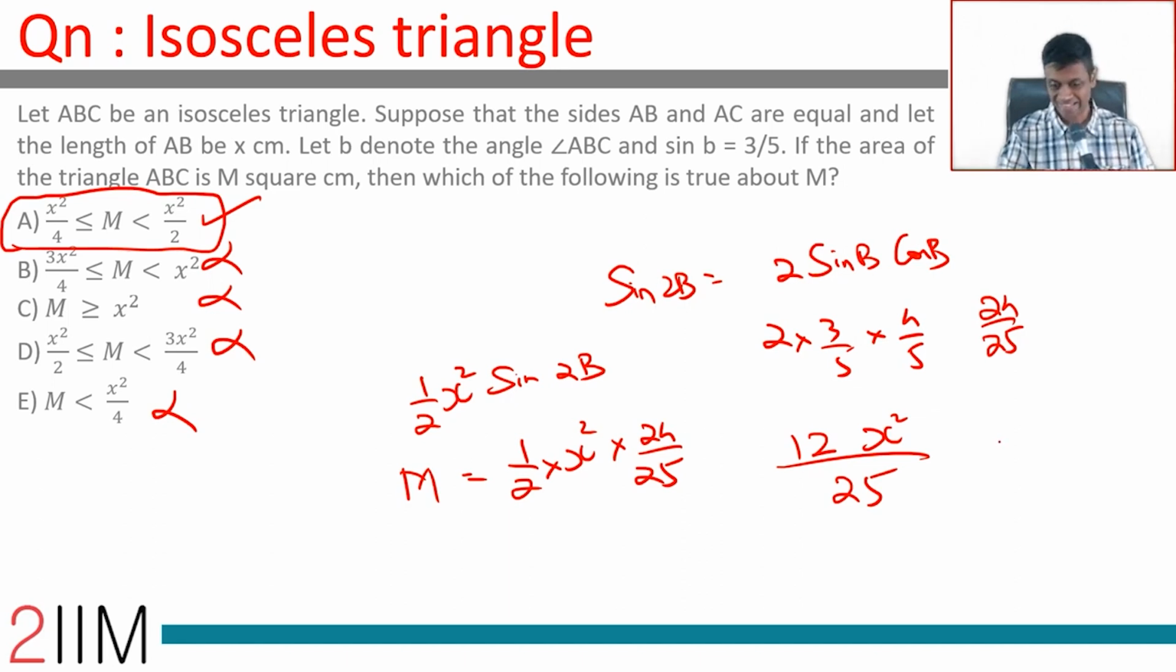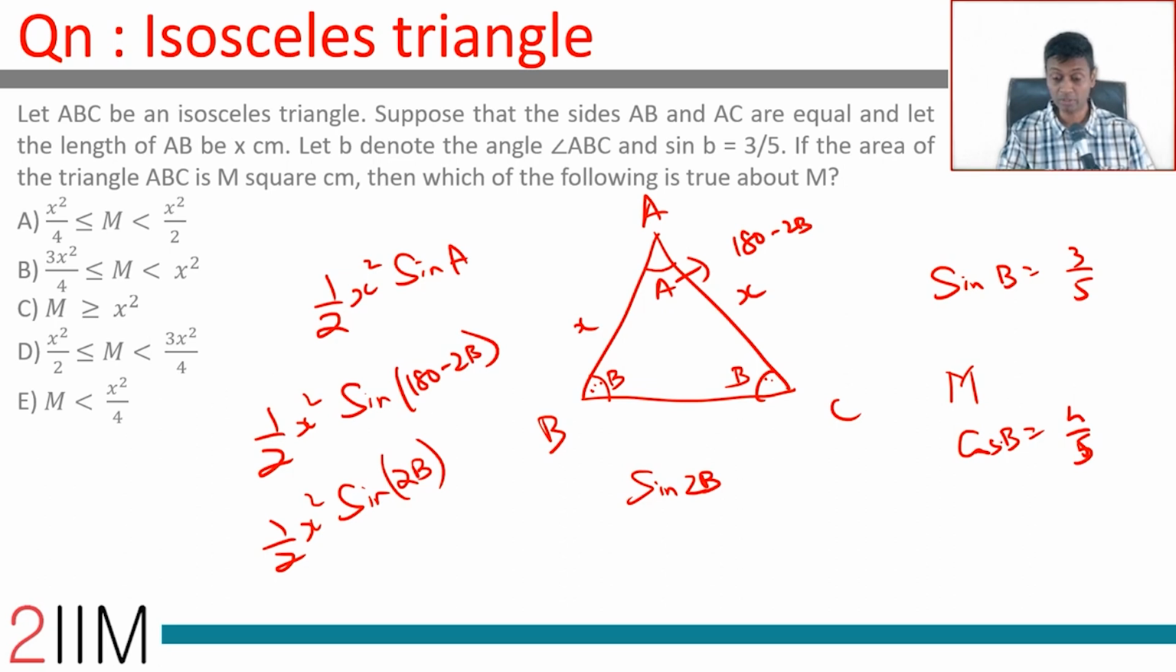And so again, sine rule. We know that area of a triangle is half x square sine a. We know a is 180 minus 2b. We know that sine of 180 minus 2b is sine of 2b. We know sine b. We can find sine 2b. Plug in sine 2b, you're through. Don't worry about cos b being minus 4 by 5, because this cannot be an obtuse angle, because the equal angle in an isosceles triangle cannot be obtuse.